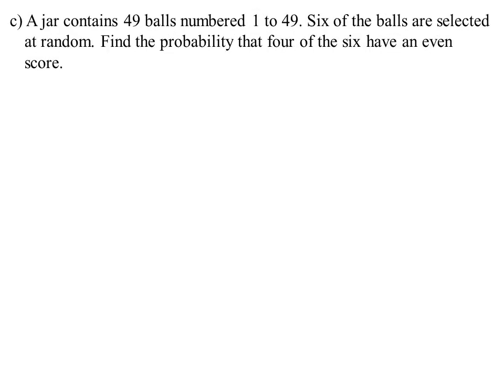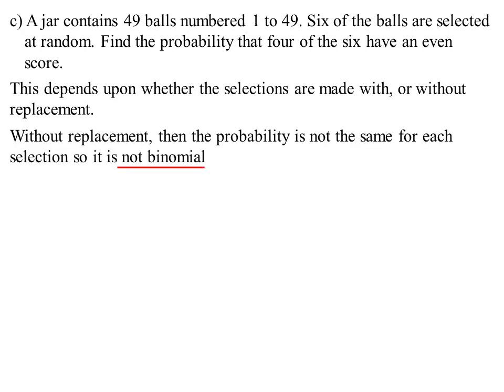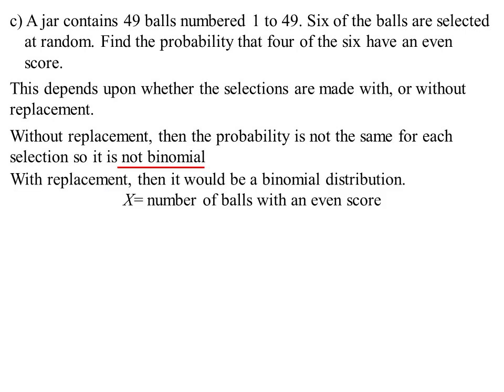Okay. We have a jar, the balls numbered 1 to 49, we're going to select 6 balls at random. Probability that 4 of the 6 have an even number. Now it just depends on whether you're putting the ball back in or you're not. Remember, your Bernoulli trial probability has to be the same every single time. So if it's without replacement, no good, because the probability is going to change each time. If it is with replacement, it's good, we can do it.